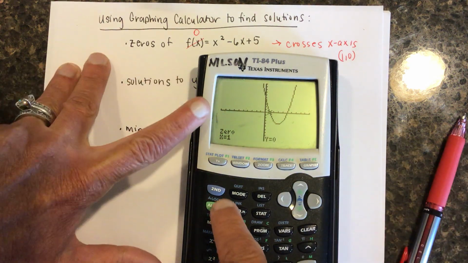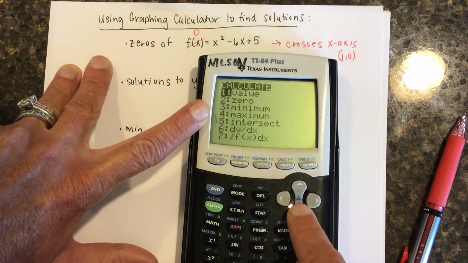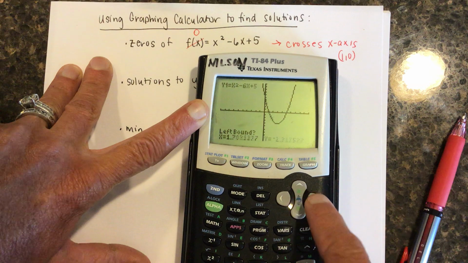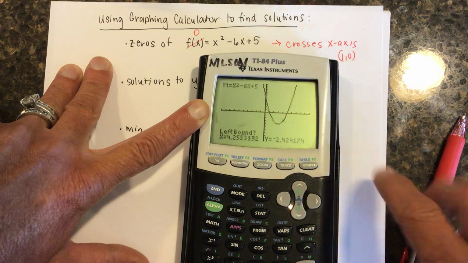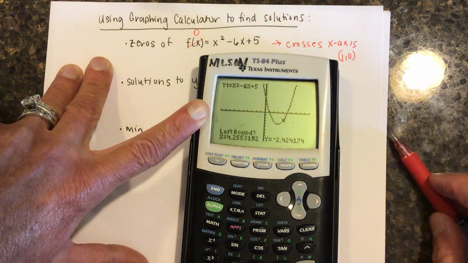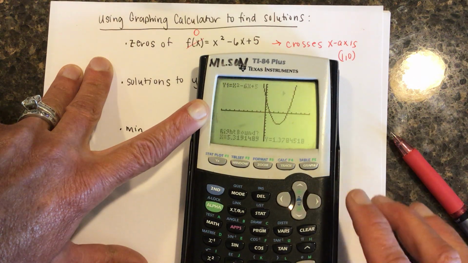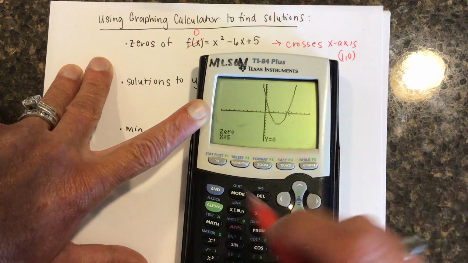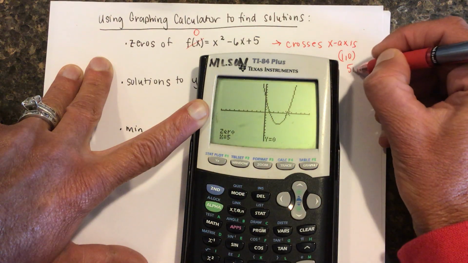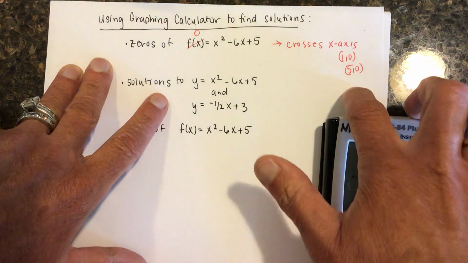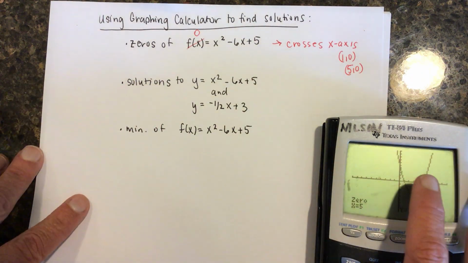Now you're going to do it again. So second calculate, go to number 2, zero. And this time when you go to the left, we're looking at this point right here. So I'm to the left of it, hit enter, go to the right of it, hit enter, enter again, and there it is, (5, 0). So my two zeros, or where my function crosses the x-axis, are at (1, 0) and (5, 0).